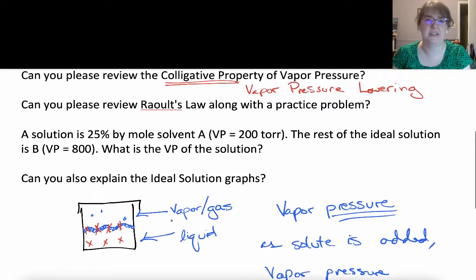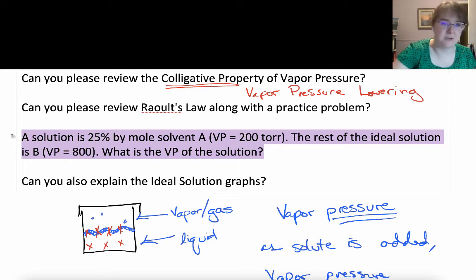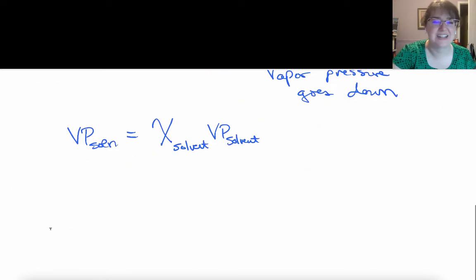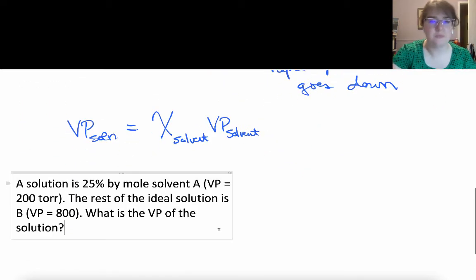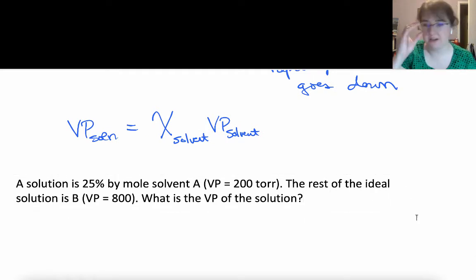So the question then is, can we do it with a practice problem? Of course we can, and that's why I have one right here. We have a solution that is 25% by mole solvent A, to make my life a little bit easier. Solvent A has a vapor pressure of 200 torr. The rest of the ideal solution is B, with a vapor pressure of 800. Oh, that should also be in torr. My apologies. What's the vapor pressure of the overall solution?